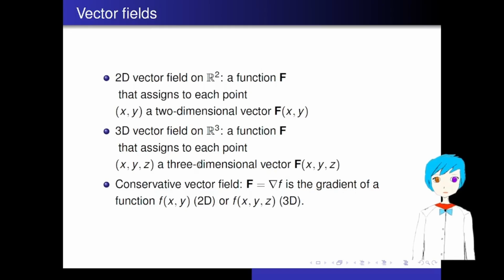Then we talk about vector fields in space. A 2D vector field on R squared is a function capital F that assigns to each point x, y a two-dimensional vector, capital F of x and y. Similarly, a 3D vector field on R cubed is a function capital F that assigns to each point x, y, and z a three-dimensional vector, capital F of x, y, and z.